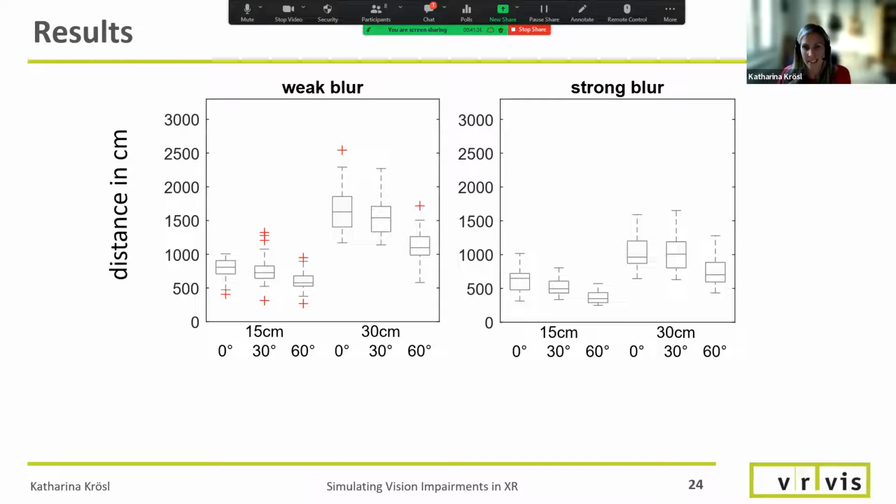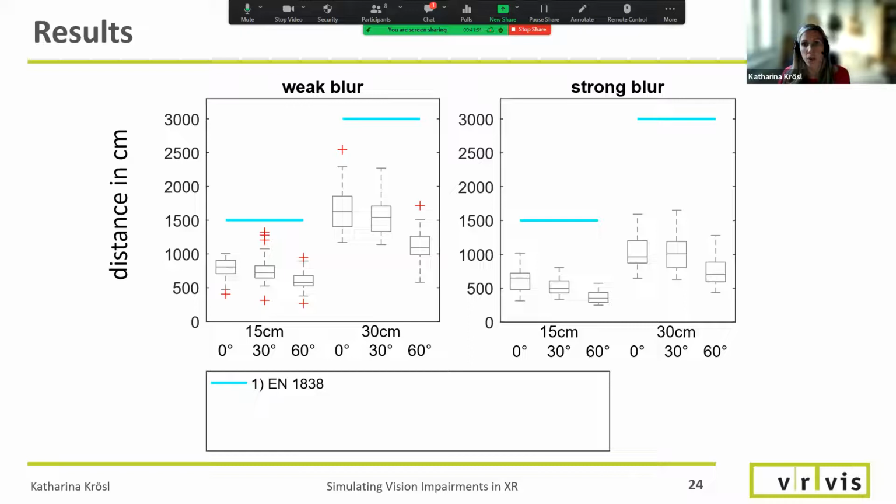And there are norms and standards in place that specify at which height, which size, and in which distance an escape route sign has to be installed. And the blue line here shows what this European norm prescribes. So according to this norm, a 15 centimeter high sign should still be recognizable from a distance of 15 meters, which obviously was not the case in our study. So this norm does not consider viewing angles or visual acuity, so it does not facilitate accessible design.